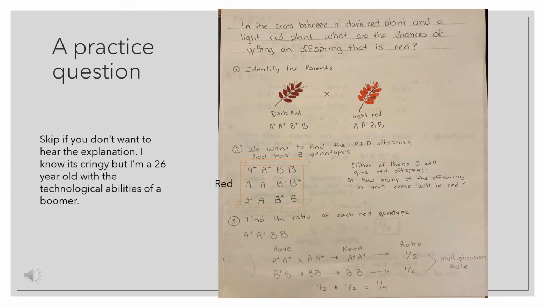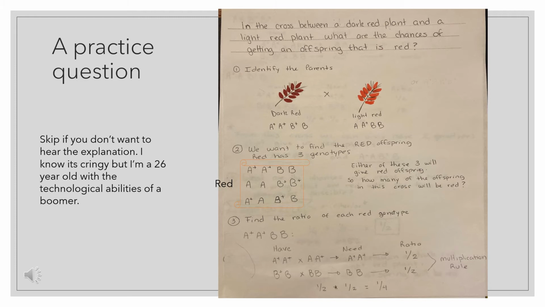This is just an example of a common genetic problem that involves polygenic traits. It says, in the cross between a dark red plant and a light red plant, what are the chances of getting an offspring that is red? Well, it's asking about the phenotype, not the genotype, which is good because in that case, the first thing that we need to do is identify the parents.